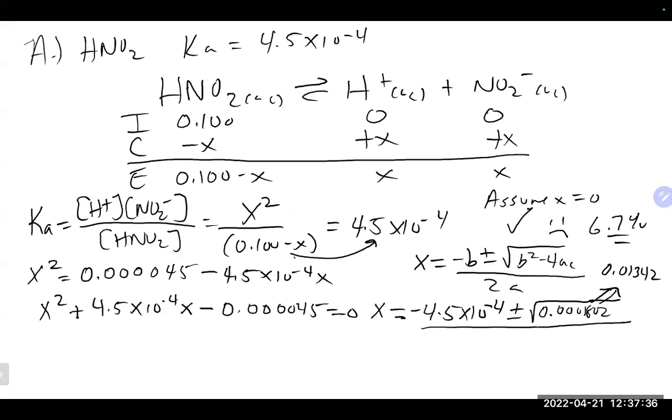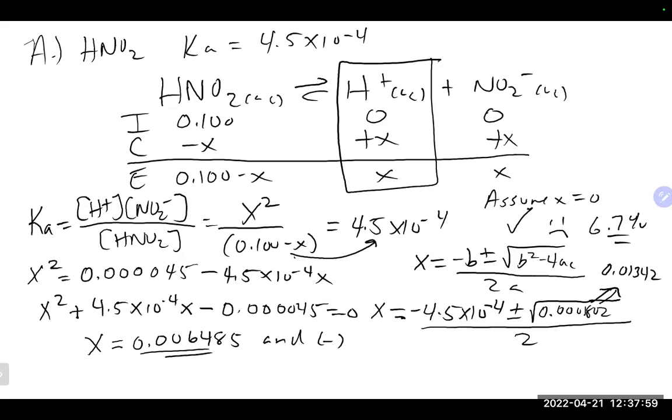Divided by 2 times 1, which would be 2. That gives us 2 x values. We get an x value that is 0.006485, and a negative number that I did not calculate because I can't have a negative number, so I just ignored it. That means that this should be our H plus concentration, and put a little molar on it.